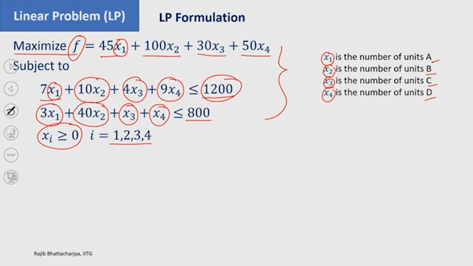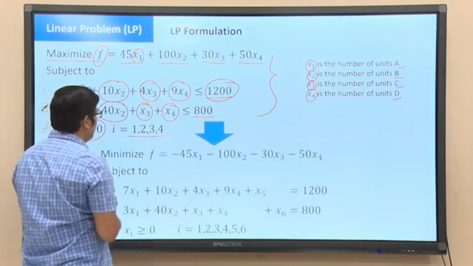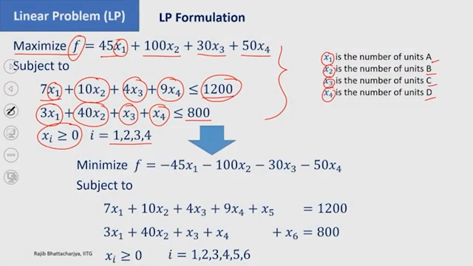So, I think already you have solved several problems. So, what we have to do basically is convert this problem to standard form. So, the first one is that I would like to convert it to minimization type. So, how am I converting? I am multiplying the objective function by minus 1. So, therefore, I am getting minus 45 x1 minus 100 x2 minus 30 x3 and minus 50 x4. And the constraints are 7 x1 plus 10 x2 plus 4 x3 plus 9 x4.